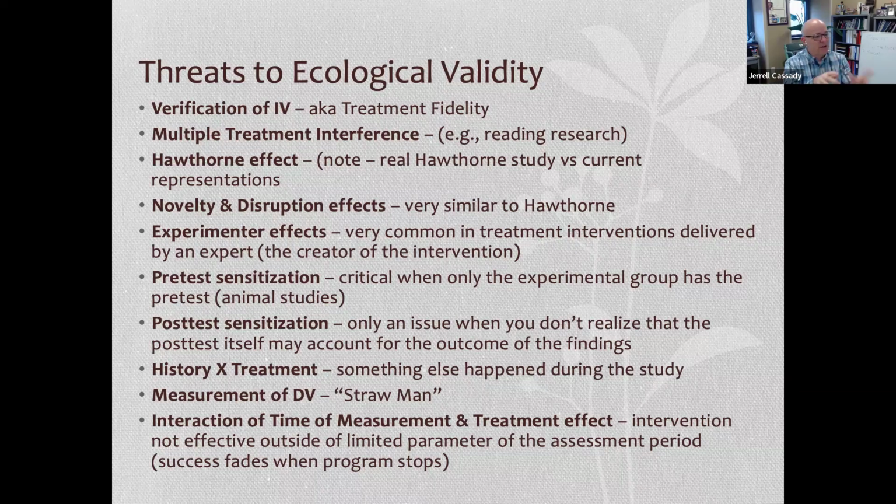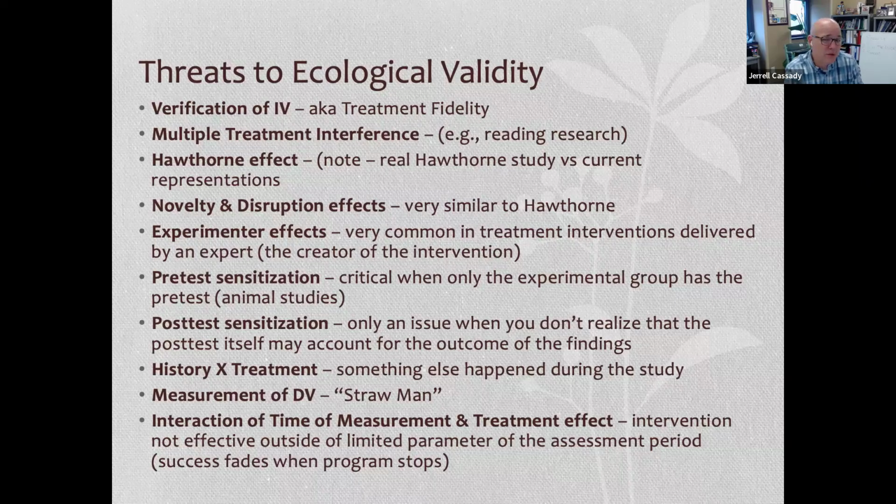And then interaction of time of measurement and treatment effects. A lot of people really get caught up on this. One of the books that I use talks about this in a way that I think is inappropriate, and I want to be really clear about this. What they're talking about with the time of measurement is when the measurement is taken with respect to the intervention. So if I have an intervention, a reading intervention again, and I test you at the end of the semester in which that reading intervention was given, that's reasonable, right?